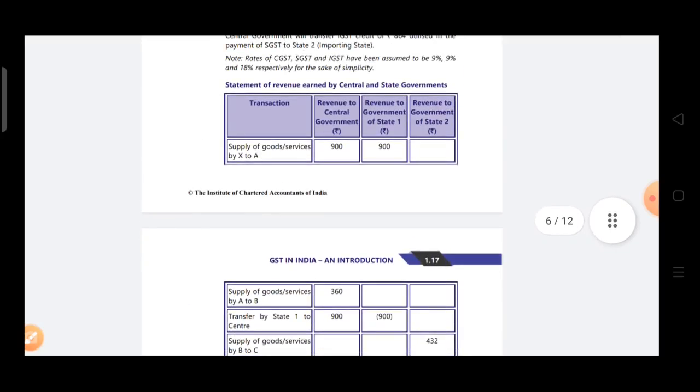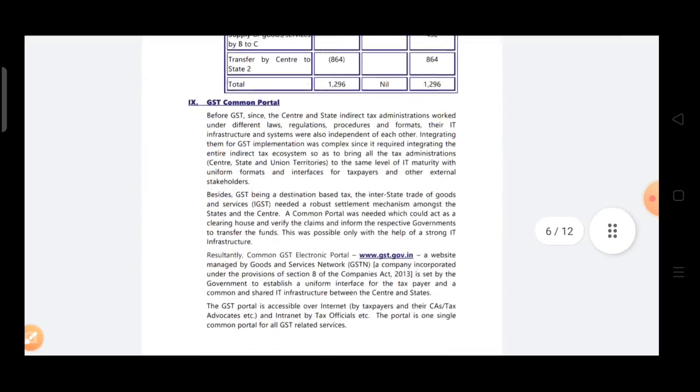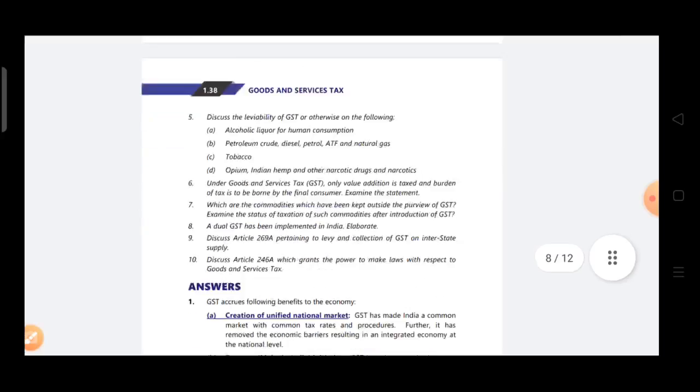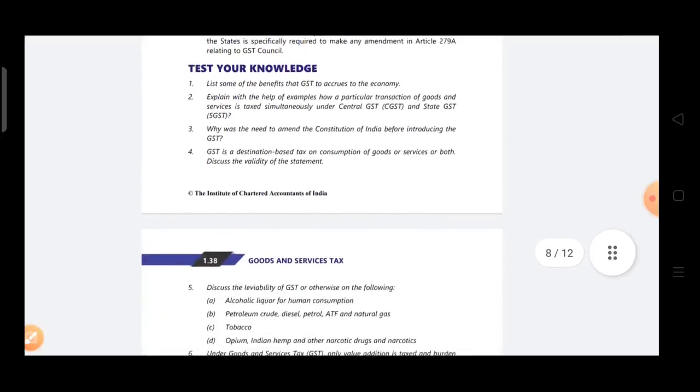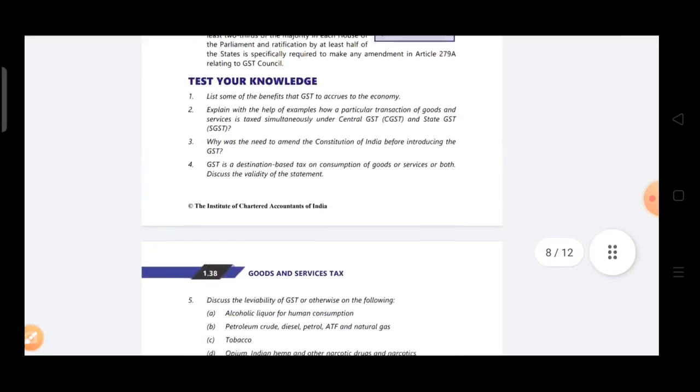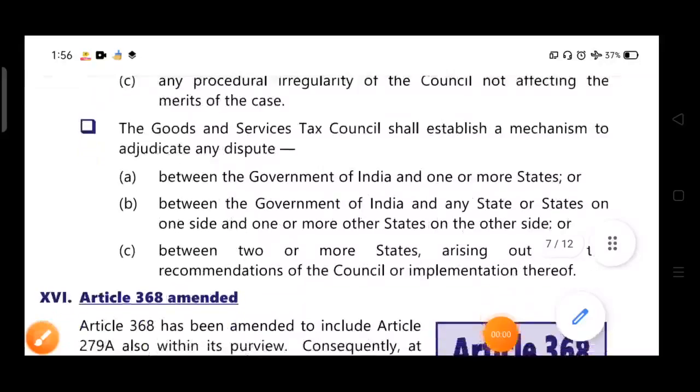So first was based on intrastate, second was based on interstate supply. So this completes our illustration. Now we'll move to the exercise. This tests your knowledge. Altogether 10 questions are there. So let's do them one by one.